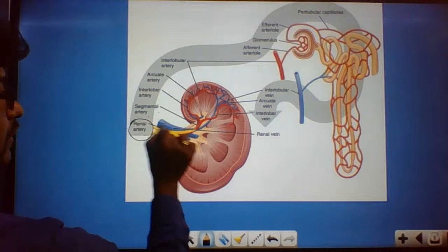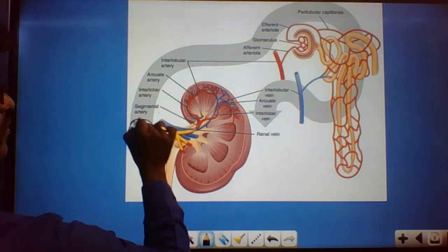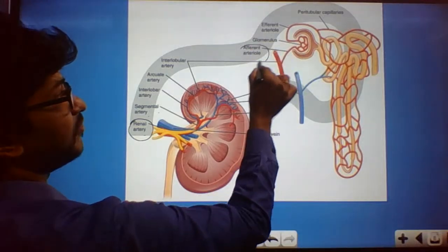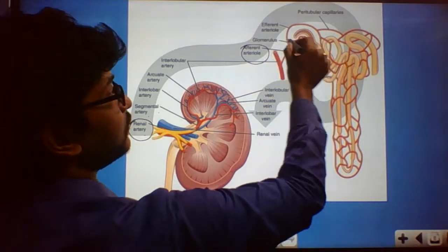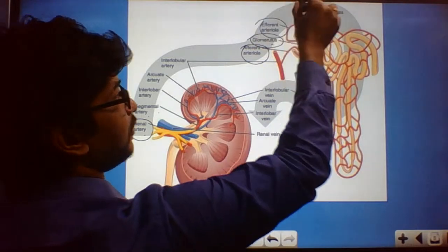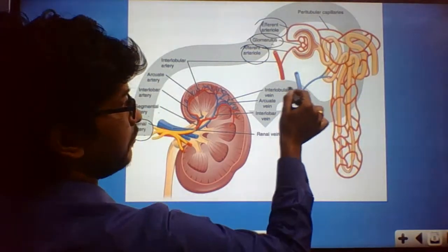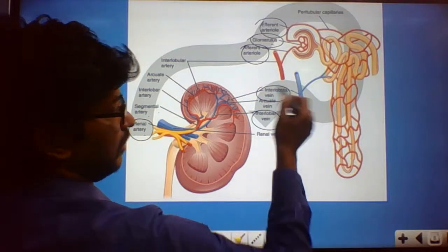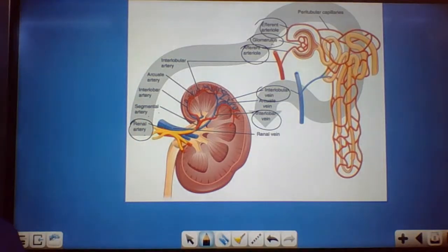It comes into the renal artery, then it's moving and going to the nephron. It's going to the afferent arteriole, then to the glomerulus where ultrafiltration takes place, then to the efferent arterioles. From the efferent arterioles it's coming to the vein, the interlobular vein, then it's coming out after the filtration. So this is actually the blood circulation.